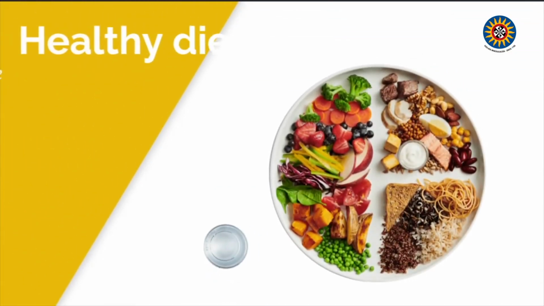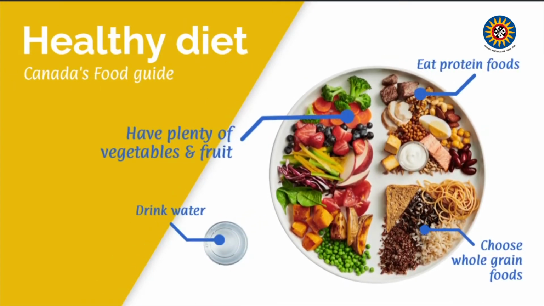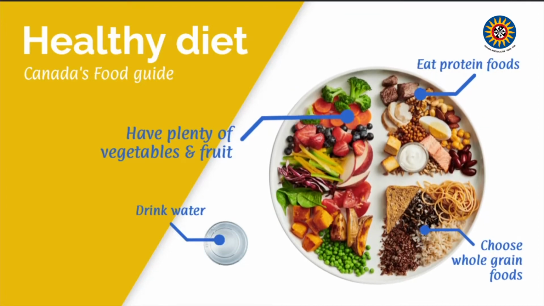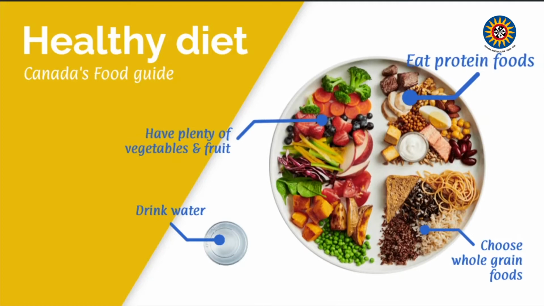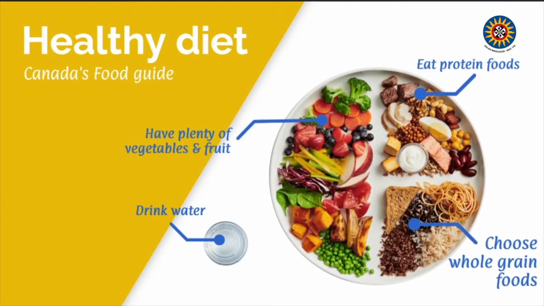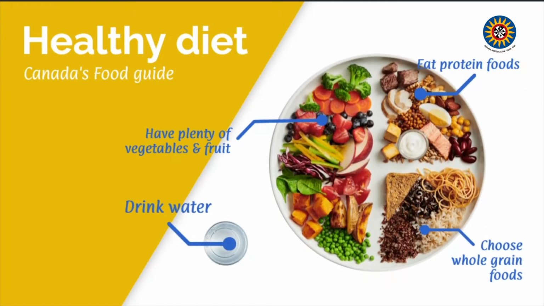According to Canada's Food Guide, to have a healthy diet, we should have plenty of vegetables and fruit. Also, we should eat protein foods and choose whole grain foods. It also suggests to choose water as the best option to drink.